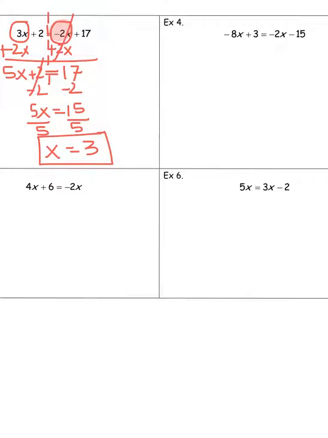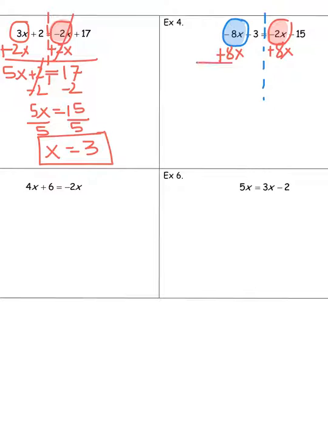Alright, next one, I'm going to draw my line. Now I'm going to think about which one of these I'm going to pick on. Now this is a little bit tricky. I want you to think about which one is smaller. Now 8 is a bigger number, but negative 8 is smaller than negative 2. It's further to the left on a number line. So I'm actually, in this case, going to get rid of my negative 8 by adding 8x to both sides.